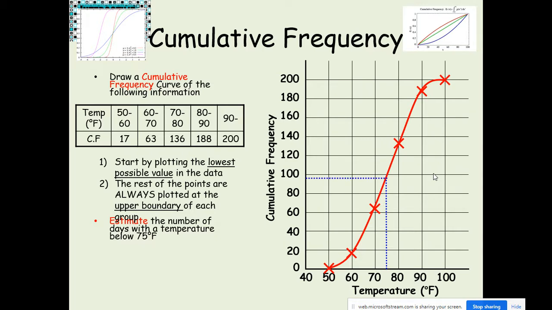What is our cumulative frequency? 95 days, okay? So that's roughly 95. That means approximately 95 days that the temperature was below 75 degrees. Does that make sense? So if I said, for example, estimate the number of days with a temperature below 65 degrees, you'd go to 65 and you read across, and that will be about 40 days, I believe.